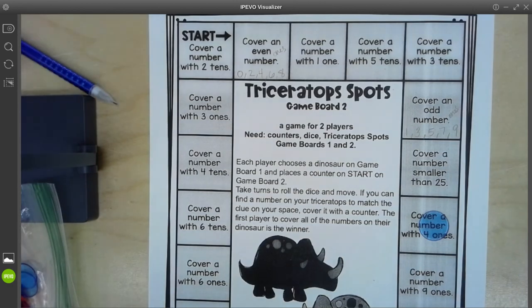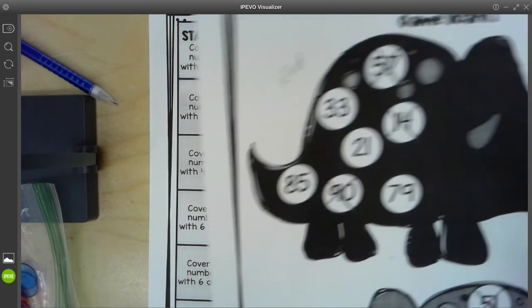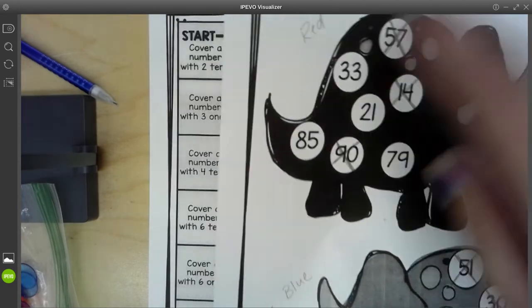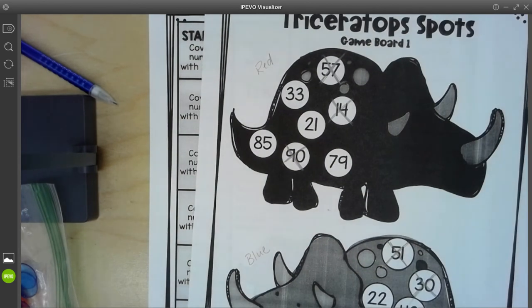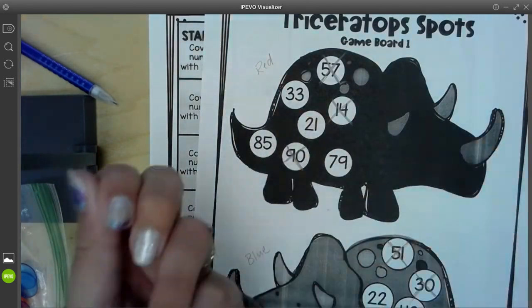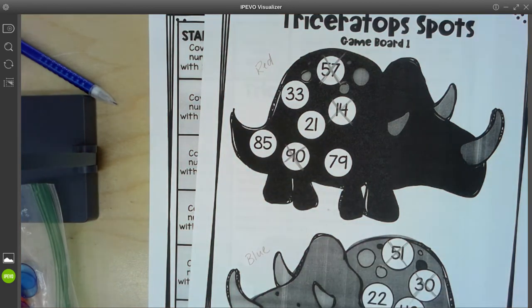Okay? So you're going to keep going, keep marking off, playing your own game, and then whoever marks off their dinosaur first, all of them off, is the winner. Okay, friends? Like I said, you can use counters or you can mark off. If you want to play again, you might want to use counters so you can redo it.